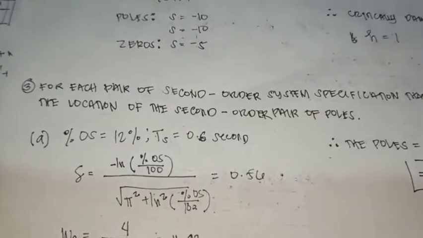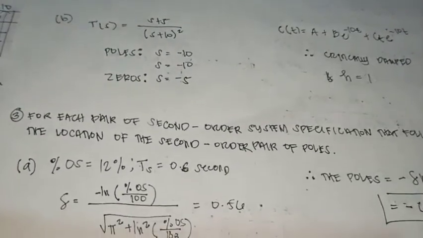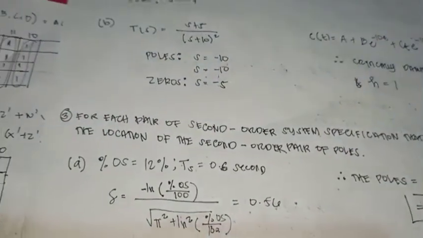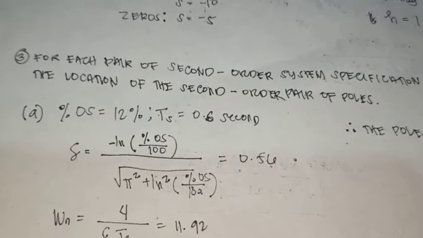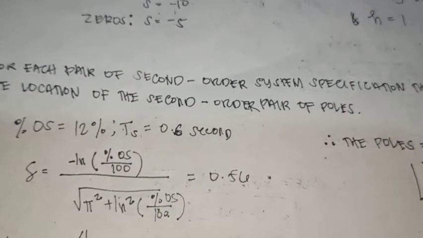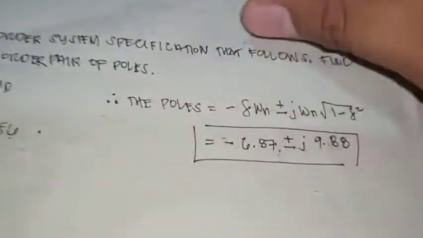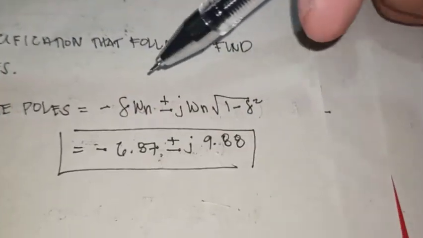Number 3. For each pair of second order systems specification that follows, find the location of the second order pair of poles. So, first, the overshoot percentage is equal to 12%. Then, the settling time is 6 seconds. To get the poles, the secondary poles, we need a formula.